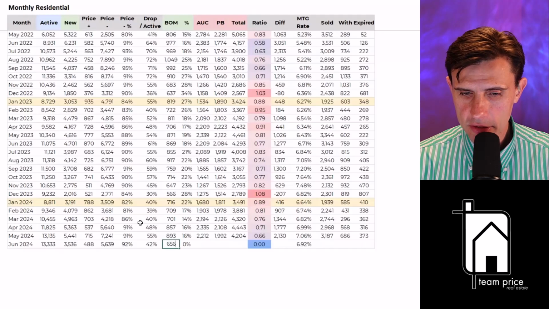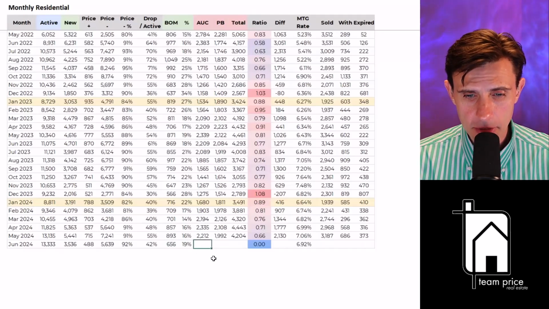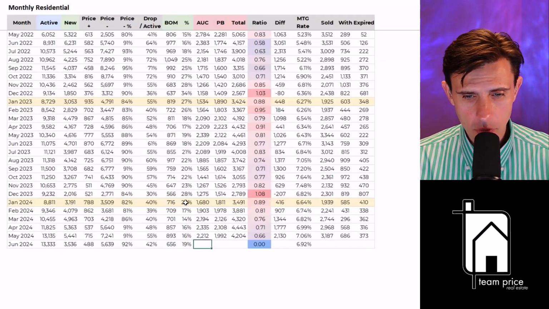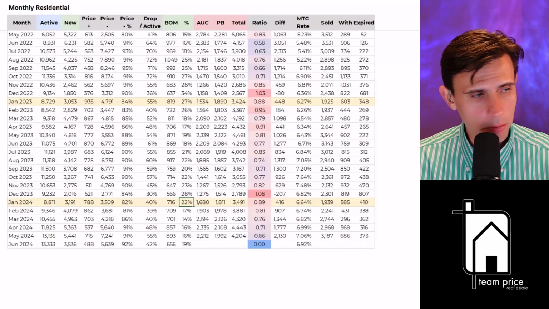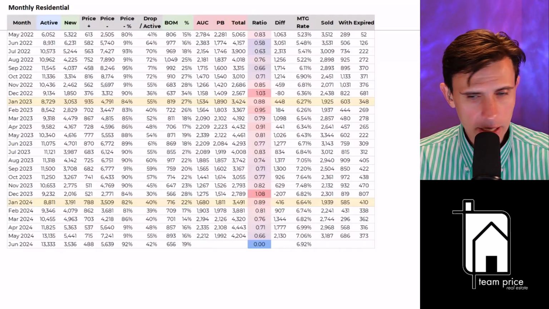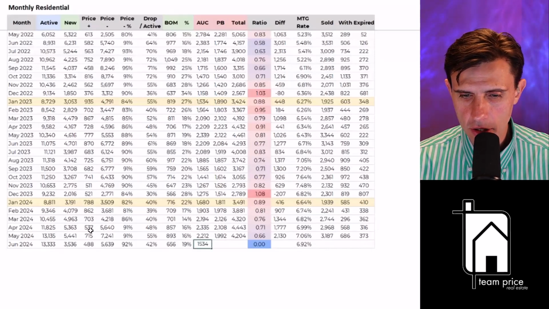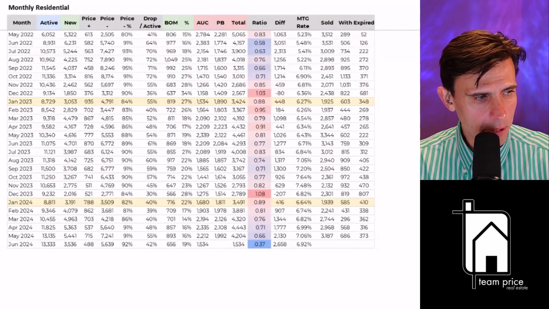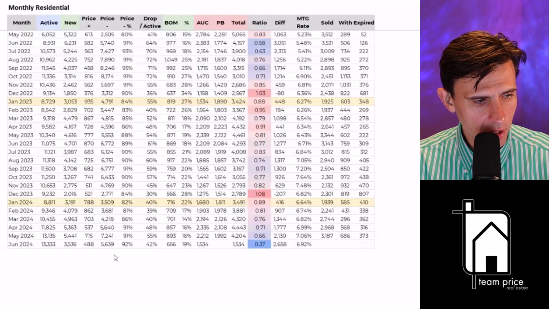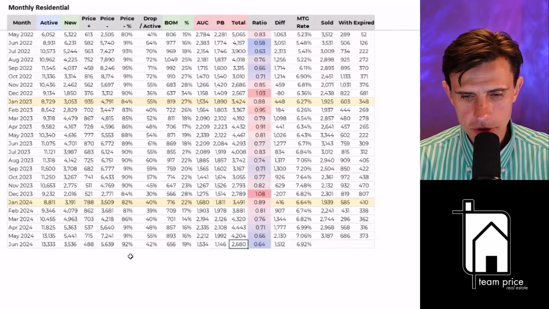We are at 656, 19% back on the market. We have to go all the way back to January. That was 22% back on the market. Active under contract, let's take a look at this, 1,534. And let's take a look at pending so far this month. That's going to be 1,146.